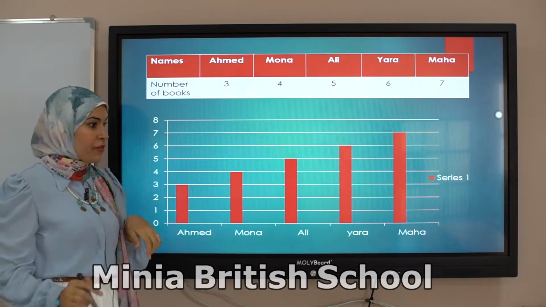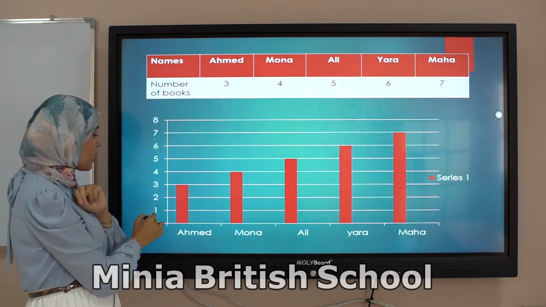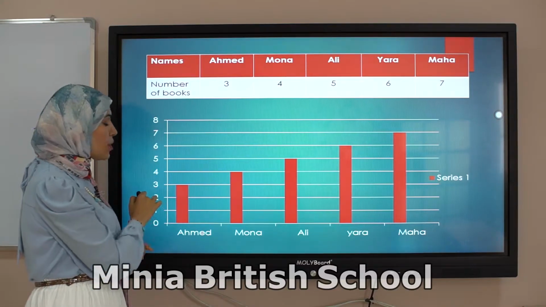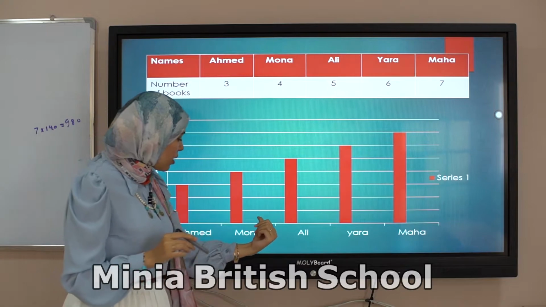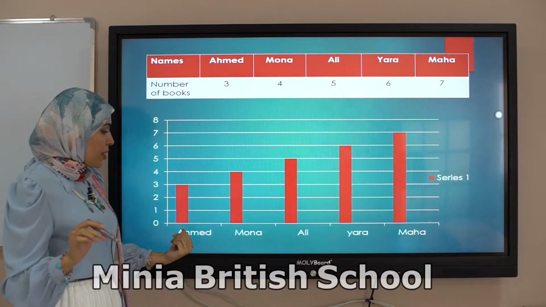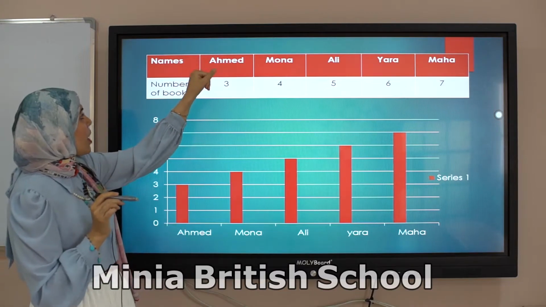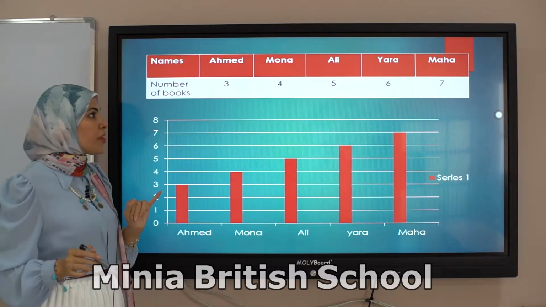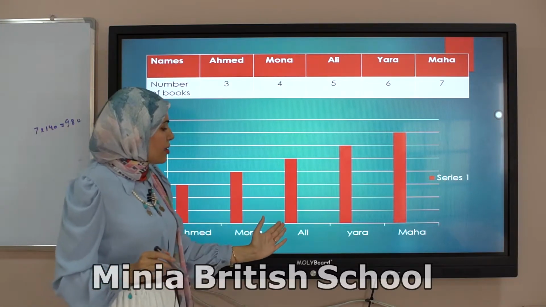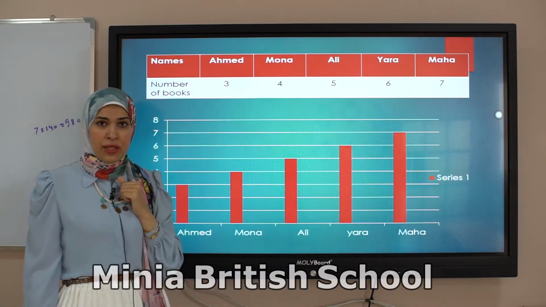What about the graph? In the graph, I have two lines. This vertical line is for numbers. And this horizontal line is for names. Okay, concentrate. The name in the graph is the same name in the table and also the same order. Here Ahmed's first, so in the graph Ahmed's first. Here Mona's second, so here in the graph Mona's second. And the same Ali, Yara, Maha, okay? Okay. What can I do in this lesson?